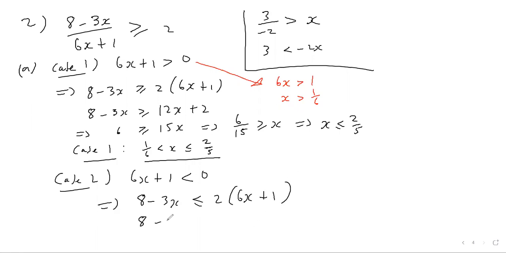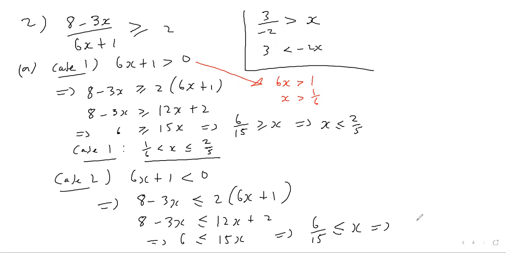Okay, so we get that. If we expand the brackets again, 8 minus 3x is less than or equal to 12x plus 2. Again, rearrange this. We get 6 is less than or equal to 15x. And then just solve this. We get 6 over 15 is less than or equal to x. So therefore, x is greater than or equal to 2 over 5. Again, because 2 over 5 is the same as 6 over 15. Okay, great. So we got that.